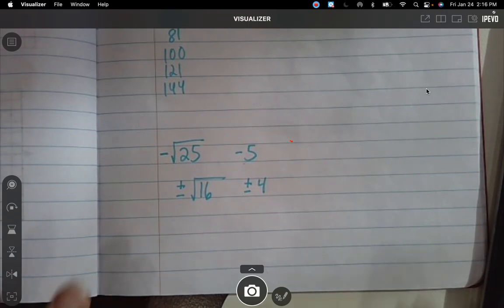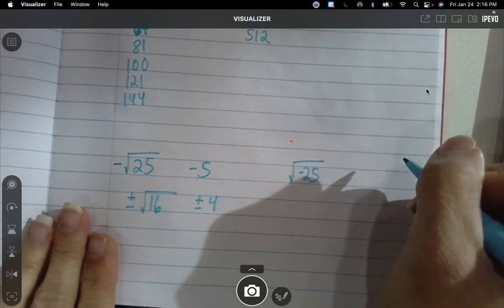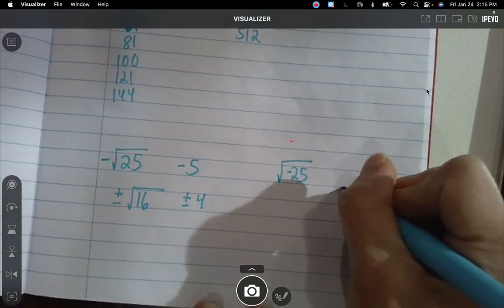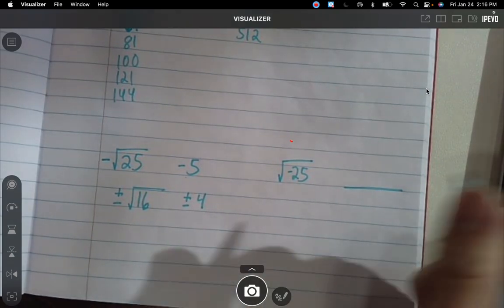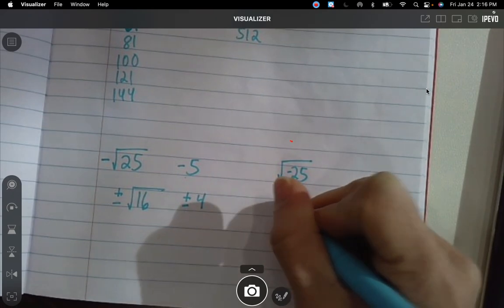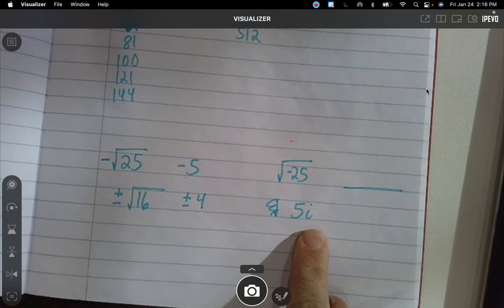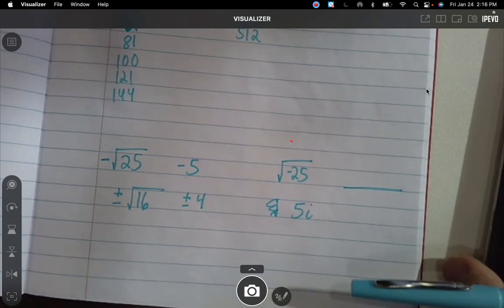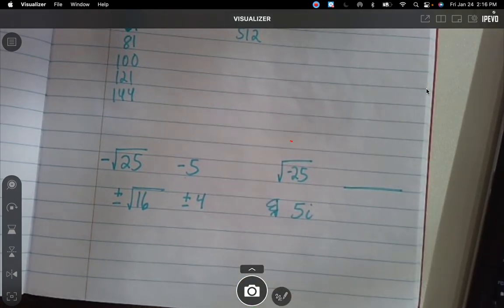So if you do, say that you have a negative 25, for those of you in geometry, you can leave that blank. You haven't learned what that is yet. Those of you in Algebra 2, you know that that's going to be 5i. Where did the i come from? The negative under there. It becomes an i. It's an imaginary number. Geometry, y'all don't know that yet. You can press the buttons on your calculator. You can figure out how to do roots.